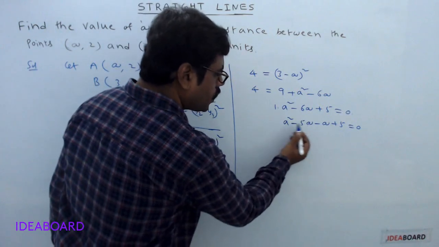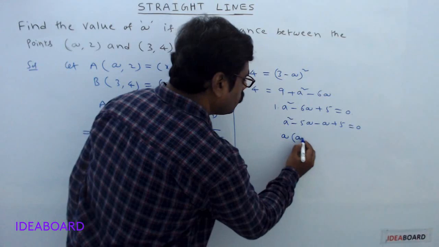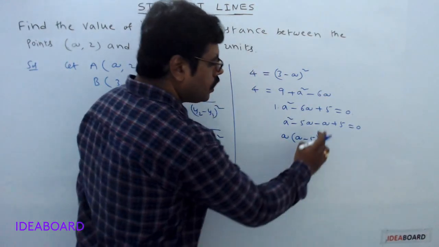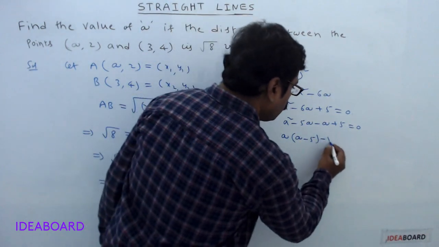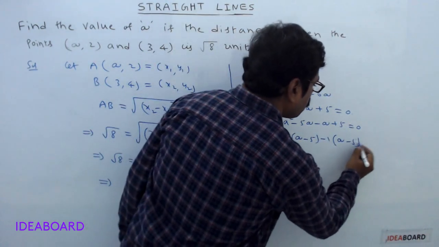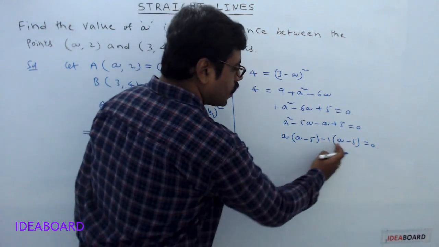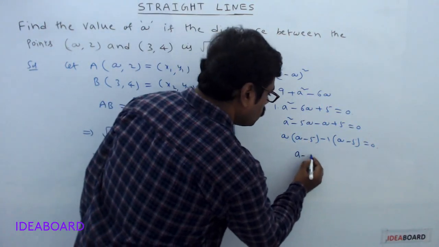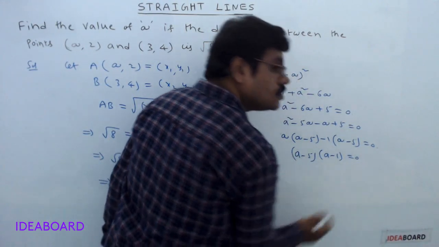Now take the common factor a from the first two terms. This is a into (a minus 5). Take minus 1 common from the third term and fourth term: minus 1 into (a minus 5) equals 0. Now take the common factor (a minus 5). So (a minus 5) into (a minus 1) equals 0.